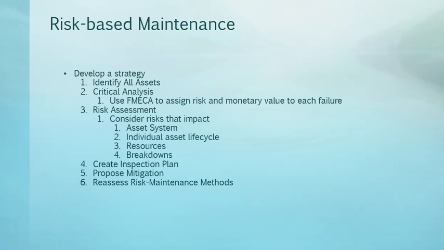Risk-based maintenance was initially designed for companies that did not have the resources to perform their regular preventative maintenance. You can develop a strategy by identifying your assets, doing an FMECA, and then determine what the risks associated with breakdowns and life cycle and so forth. And this sets up the priorities about when you perform the maintenance.